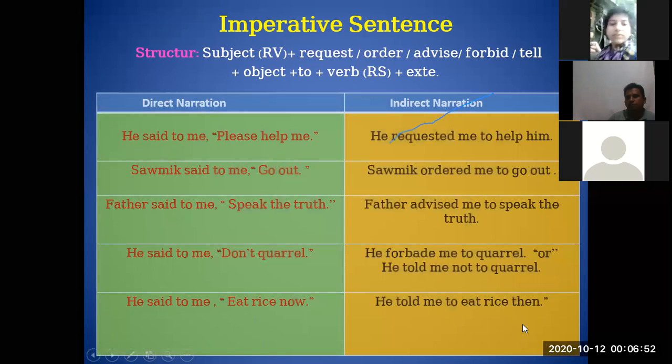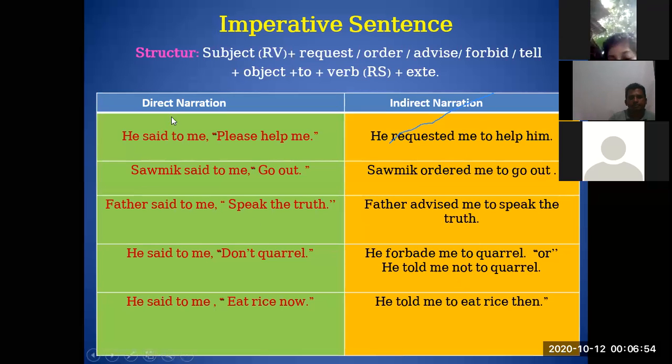Now look at some sentences. In the first column, it indicates direct narration, and in the second column, it indicates indirect narration. And look at the change between two types of sentences.